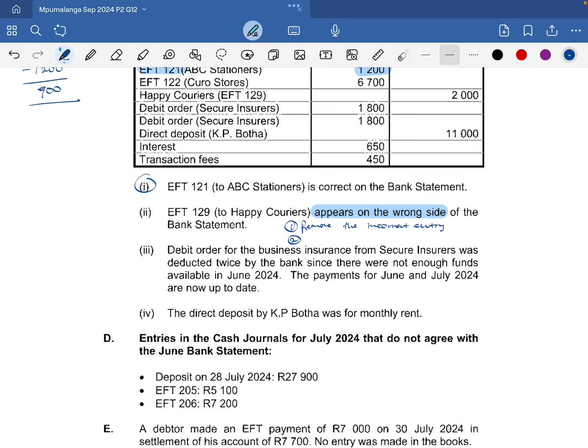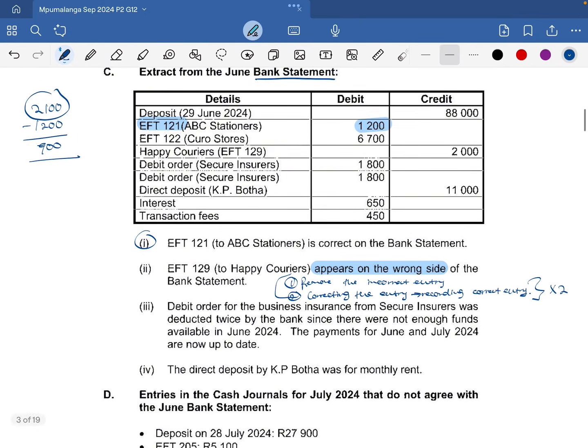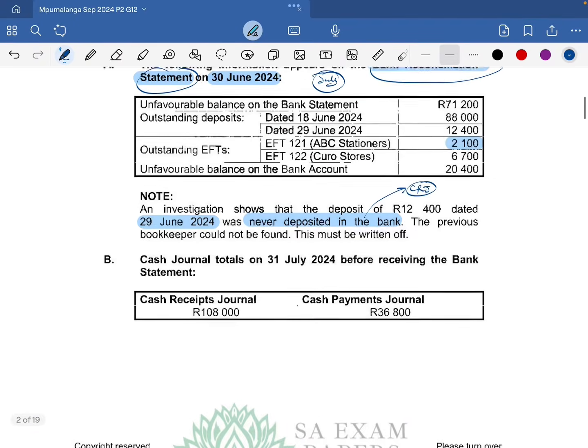Then the second one, what you're doing is now correcting the entry, okay, by recording the correct entry. Okay, so that's what we're going to say. We're recording the correct entry now. Right, so that is why each and every time something is appearing on the incorrect side, you're going to have to multiply that amount by 2, because there's two things that you're doing in that case. Okay, so we're looking at EFT 129. Let's look at EFT 129.